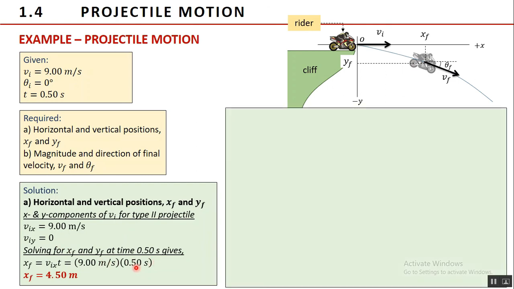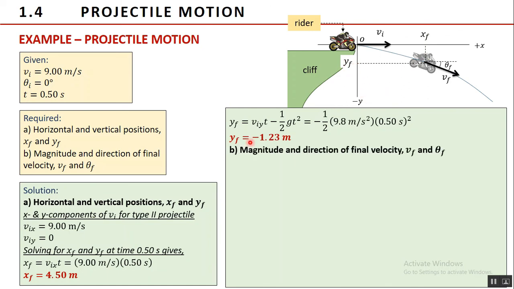Then solving for the position at time 0.5 second. The horizontal position of the rider is x sub f equals the x component of the initial velocity times time t, that is 9 times 0.5, so the answer is 4.5 meters. For vertical position y sub f, we will use one of the free fall formulas, v sub i times t minus 1/2 g t squared. Substituting the values will give a vertical position of negative 1.23 meters. Remember, this negative sign indicates that the rider is located below the edge of the cliff at 0.5 second.